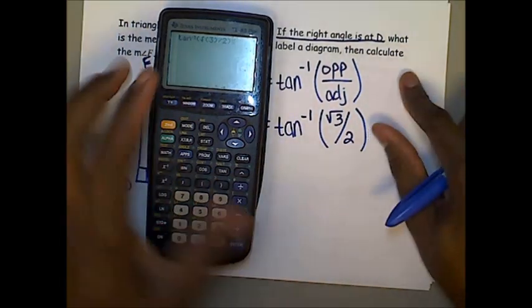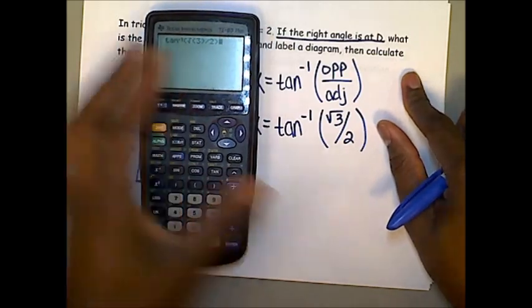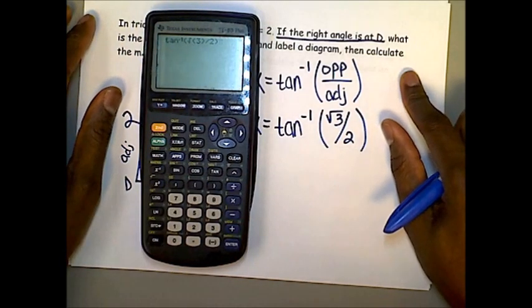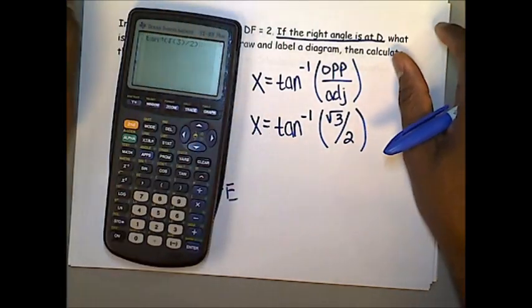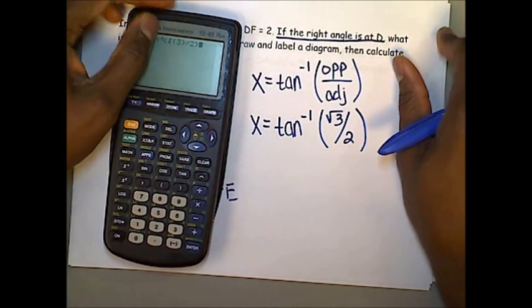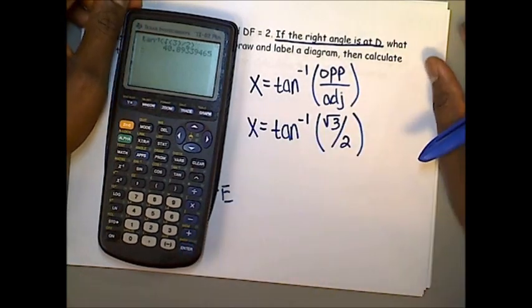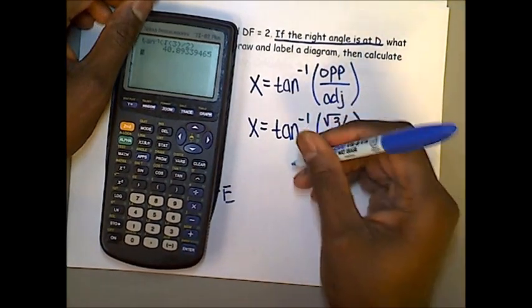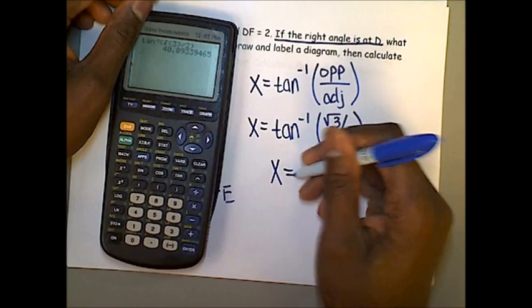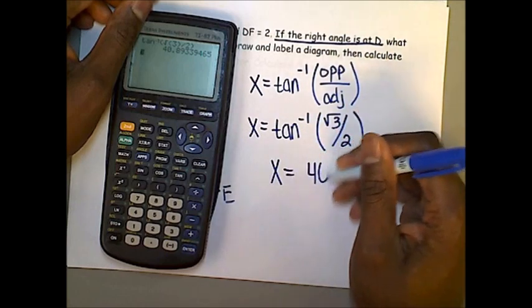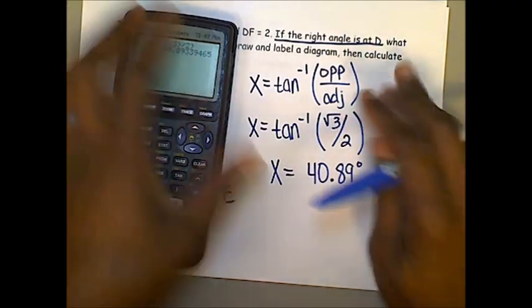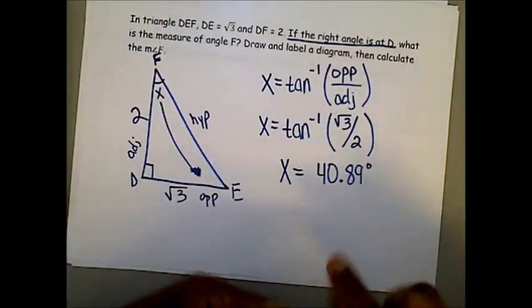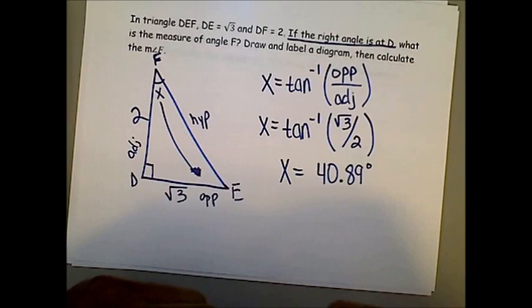Okay, I'm going to leave that up here just so you all can see what it looks like in the calculator, because it's very important that you put it in the way it appears on the paper, otherwise you get a bunch of craziness as your answer. Hit enter, and there you go. So X is equal to 40.89 degrees. Okay. So there's our first one.